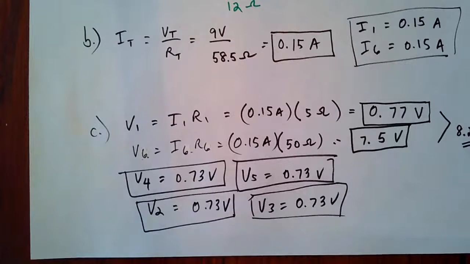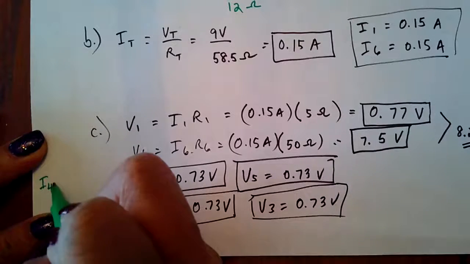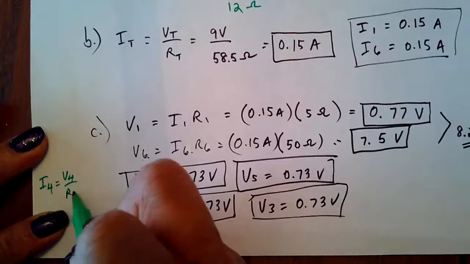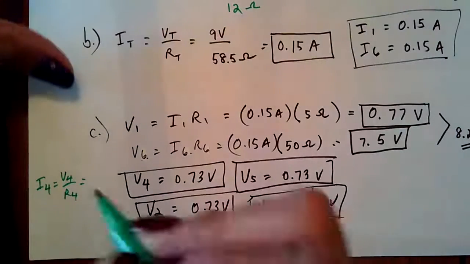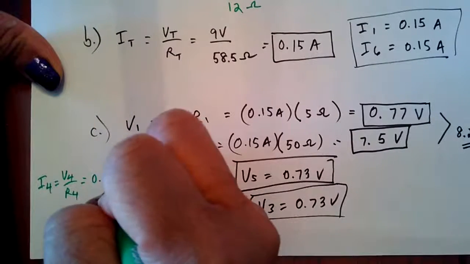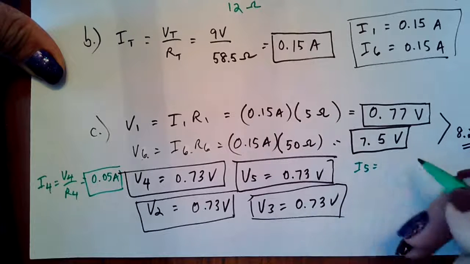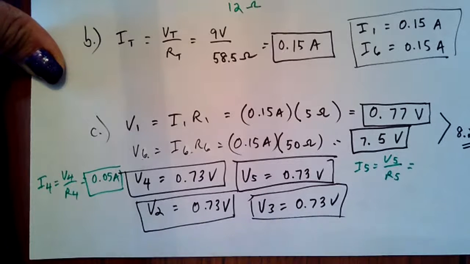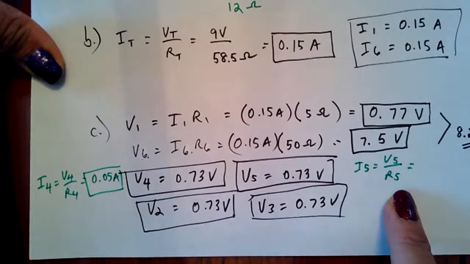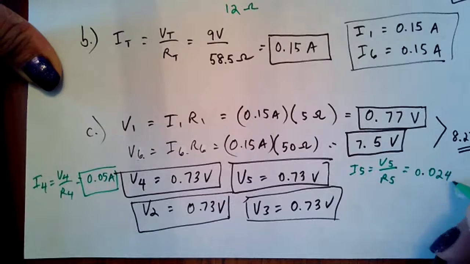We can now calculate the individual current in each of these. So to calculate the I4, we go V4 divided by R4. So V4 is 0.73 divided by R4 is 20 ohms. And this is going to give us 0.05 amps. That's our I4. I5 is V5 divided by R5. Okay, so V5 is 0.73. Divide that by R5, which is 30 ohms. And this is 0.024 amps.